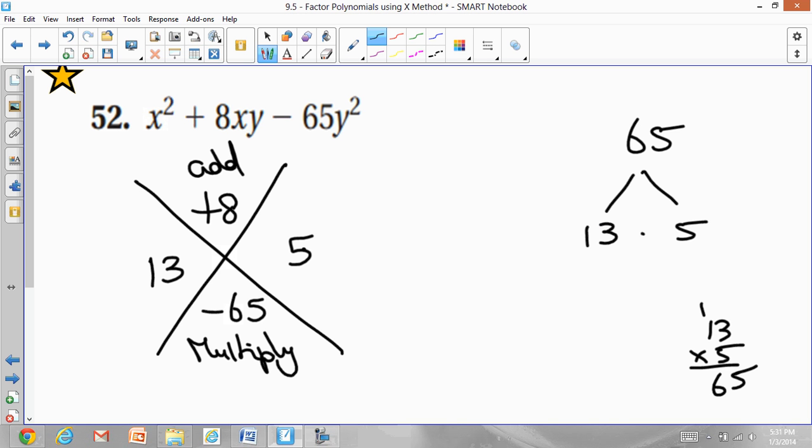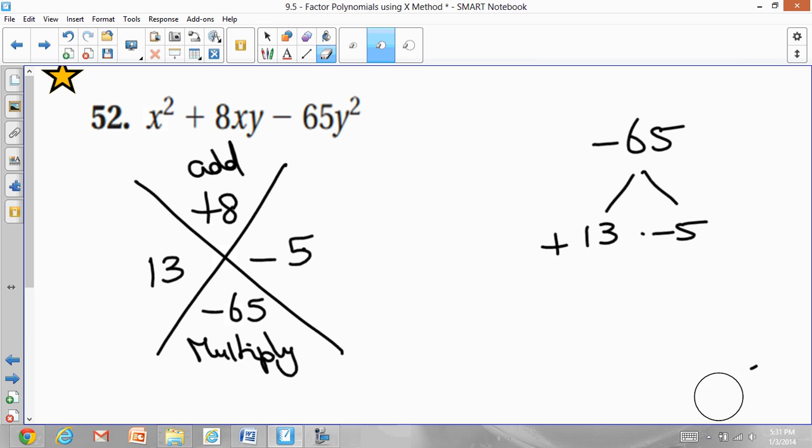The only thing is this, you have a 13 and a 5. You need to get a positive 8. So one of them has to be positive, one of them has to be negative. Positive 13 and negative 5 combine to give you positive 8. And positive 13 multiplied by negative 5 will give you negative 65. So those are the conditions you need to satisfy.